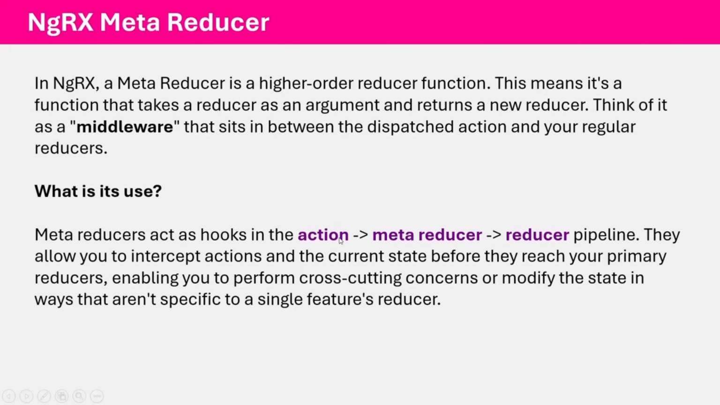So once an action is dispatched and before the reducer changes the state, the meta-reducer comes into picture and it executes some logic. So meta-reducers allow us to intercept actions and the current state before they reach the primary reducers. And this enables us to execute any logic or modify the state in ways that aren't specific to a single feature's reducer. Let's try to understand meta-reducer with an example.